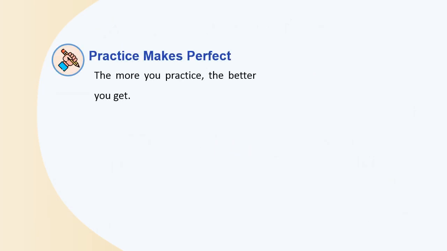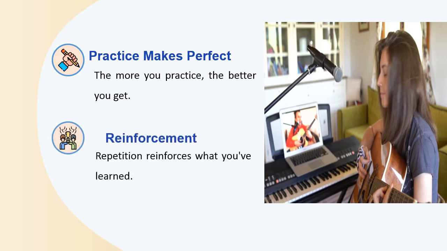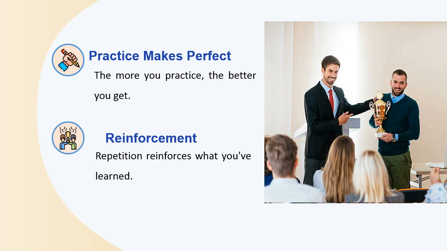So, why is exercise important in learning? 1. Practice makes perfect. The more you practice, the better you get. Think about a musician learning to play a new song. They don't get it right the first time. It takes practice, repetition, and refining their technique. 2. Reinforcement. Repetition reinforces what you've learned. It helps to solidify the connections in your brain, making it easier to recall information when you need it.